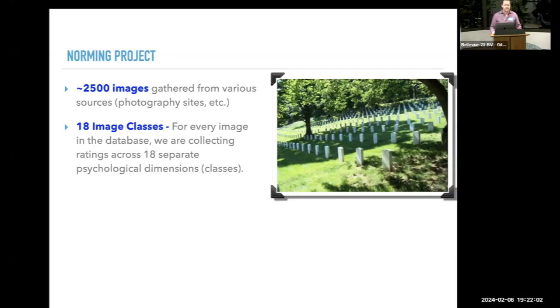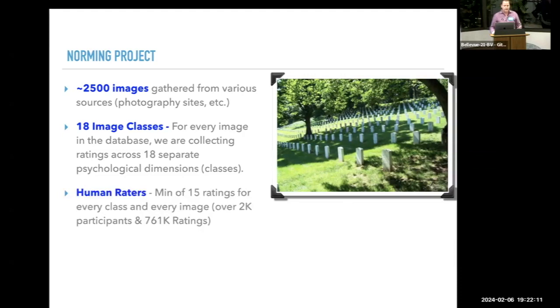And within that, we've identified 18 different psychological classes, so to speak. So for every image in the database, we're collecting human ratings across each of these 18 separate psychological categories. And the human raters are providing a minimum of 15 ratings for every class and for every image. So that amounts to over 2,000 participants so far and over 760,000 individual ratings.